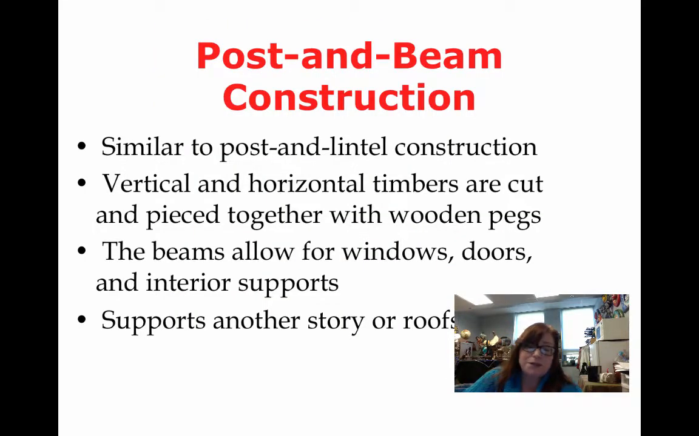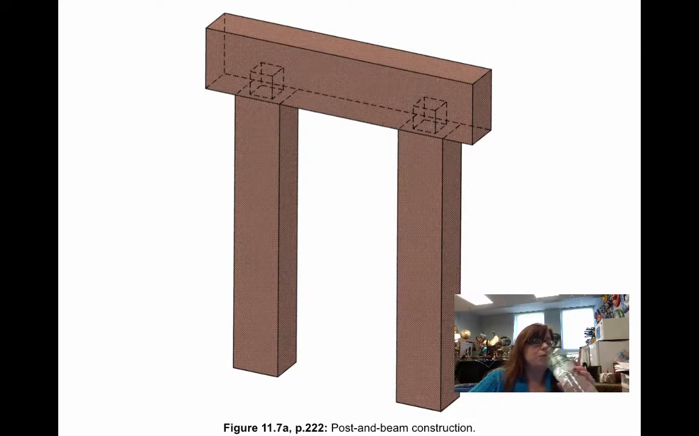One type of wooden construction is called post and beam, very similar to post and lintel. You have vertical and horizontal timbers cut and pieced together with wooden pegs, and the beams allow for windows, doors, and interior supports. They can also support another story or a roof. So here's an example of post and beam construction. And here is how they'd have an opening in the top of the post for a wooden peg to go into the beam on top of it.